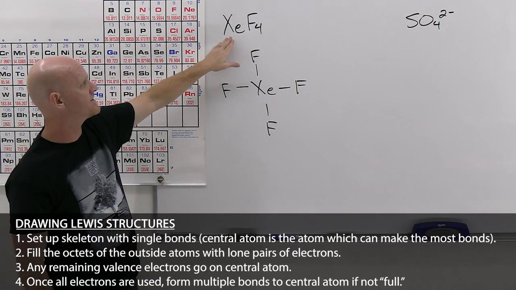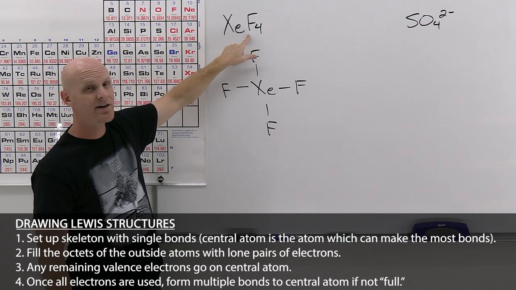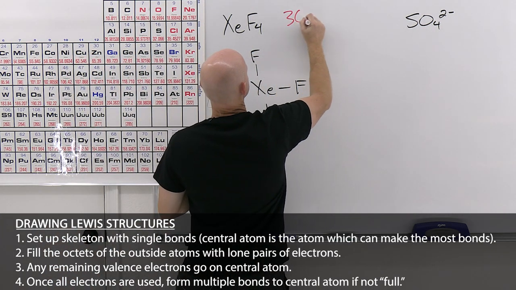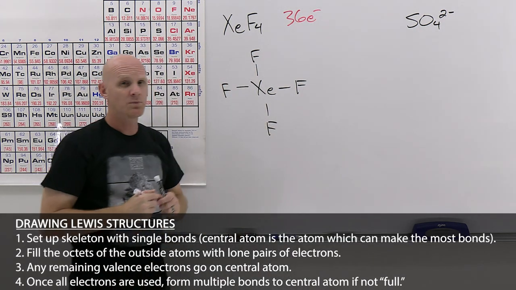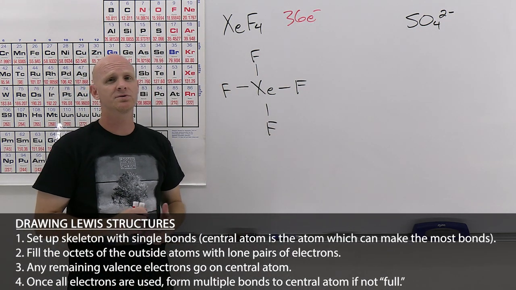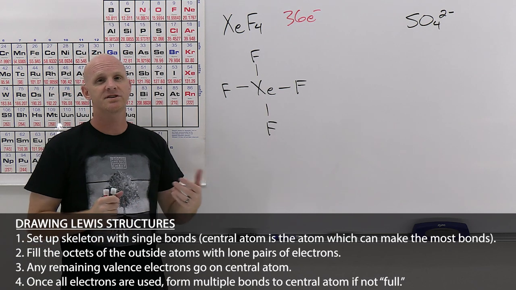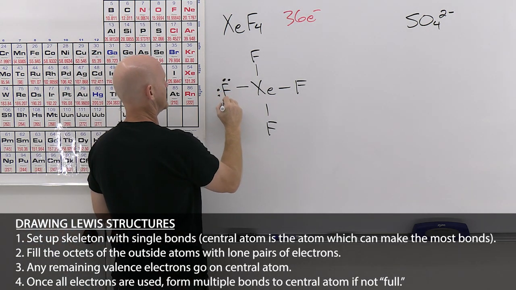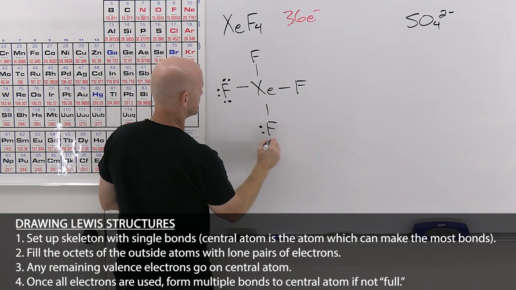If we count up our electrons, xenon's got 8. Each of the four fluorines has 7. 4 times 7 is 28 plus 8 is 36. And we'll use the same rules though. We're just going to follow the rules. We set up our skeleton and we are just going to fill up the outside atoms next. And again, you'll always have enough to just fill them up. So just do it indiscriminately.